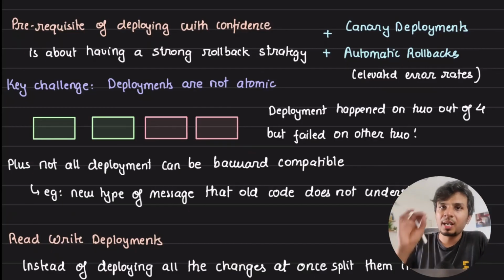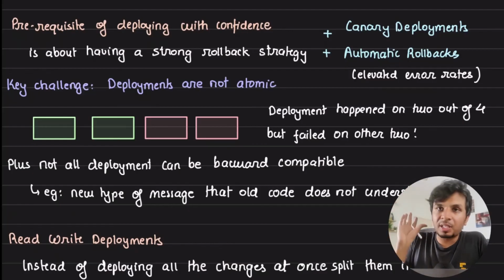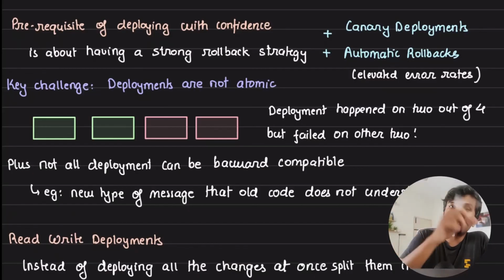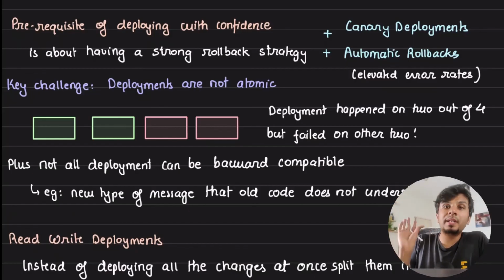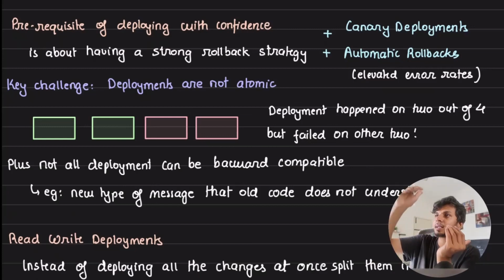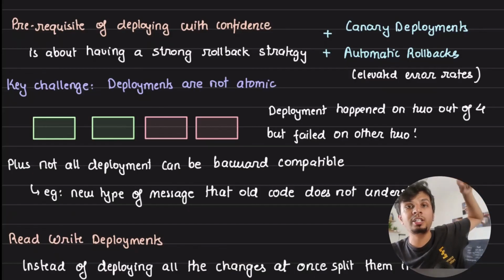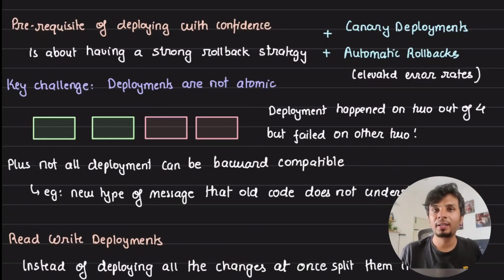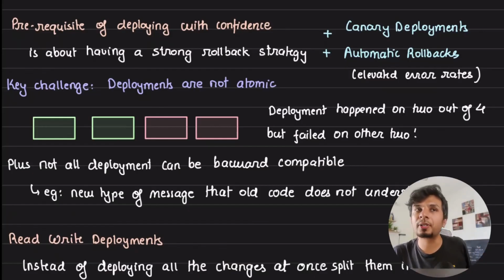Canary deployment is all about deploying things on one server and observing it. If it is all good, then you deploy on other servers. Otherwise, you don't deploy on other servers, right? Plus, you have automatic rollback. So in case you see elevated error rates in your new deployment, immediately and automatically roll back without waiting for an on-call engineer to come and trigger the rollback. Relying on machines to do it is most important.